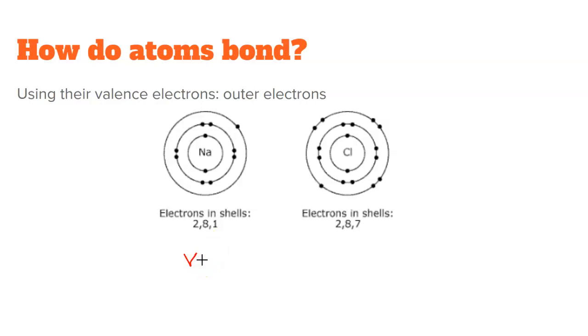I'm just going to use V for valence electron. For some reason, every time I put an E, it thinks I want something else. So I'm just going to put it here, valence electrons equal, in this case, 1. And then valence electrons here, we have 2, 4, 6, 7. The valence electrons here is going to equal 7.